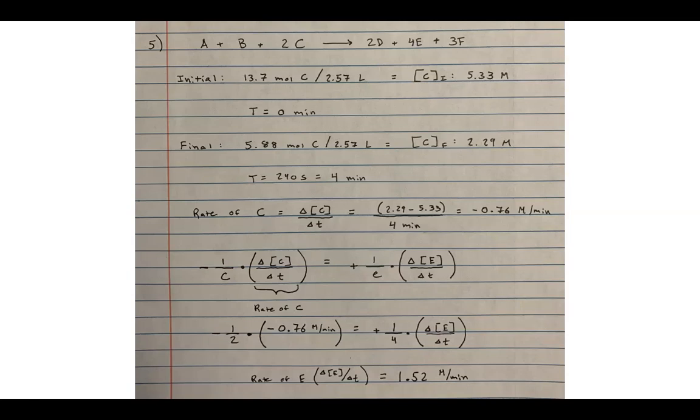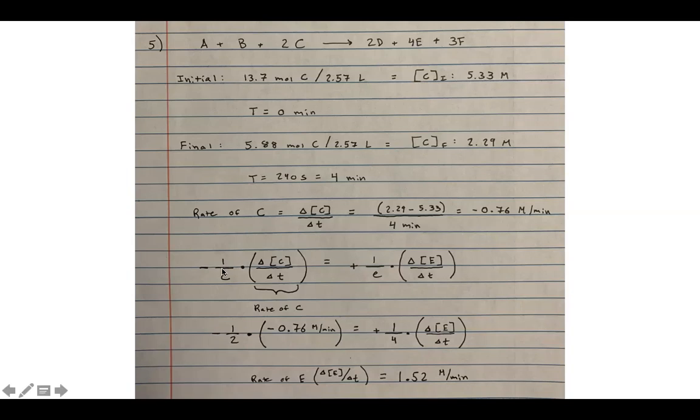Now, I wasn't asked about the rate of C, though. I was asked about E, F, and A. In order to find the rate of E, F, and A, I have to use my relative rates. To do relative rates, you're going to do 1 over the coefficient of whatever compound this is.